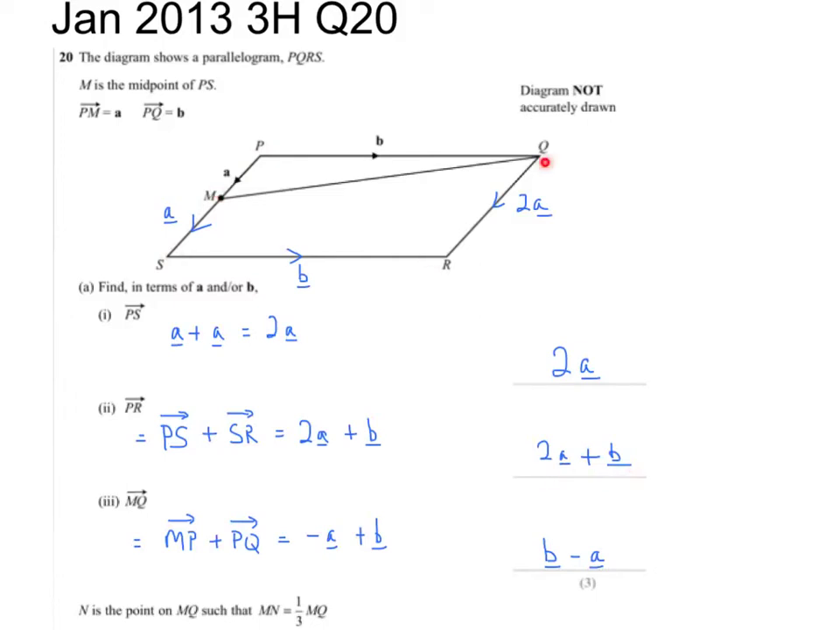M to Q, going from M to Q, well, I'm going to go from M to P plus P to Q. M to P is the opposite direction but the same length to vector A, so that's minus A, and P to Q is B, so I've got minus A plus B, and you can either write the answer as minus A plus B, or perhaps it's a bit nicer to write it as B minus A. Don't forget to underline all of the vectors.